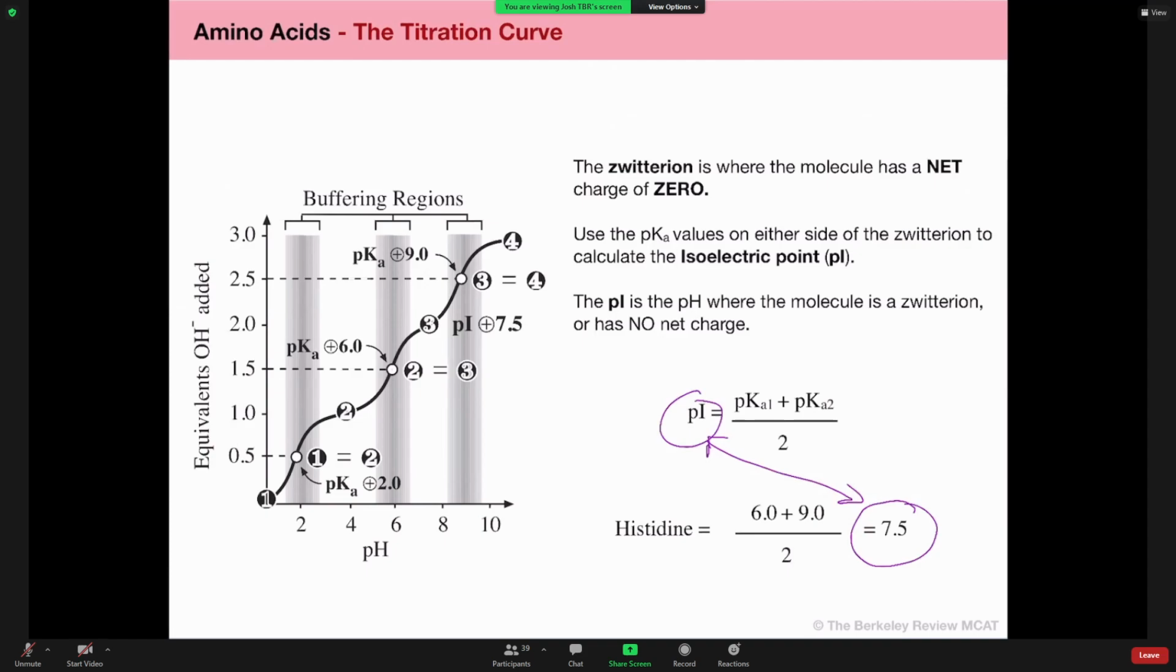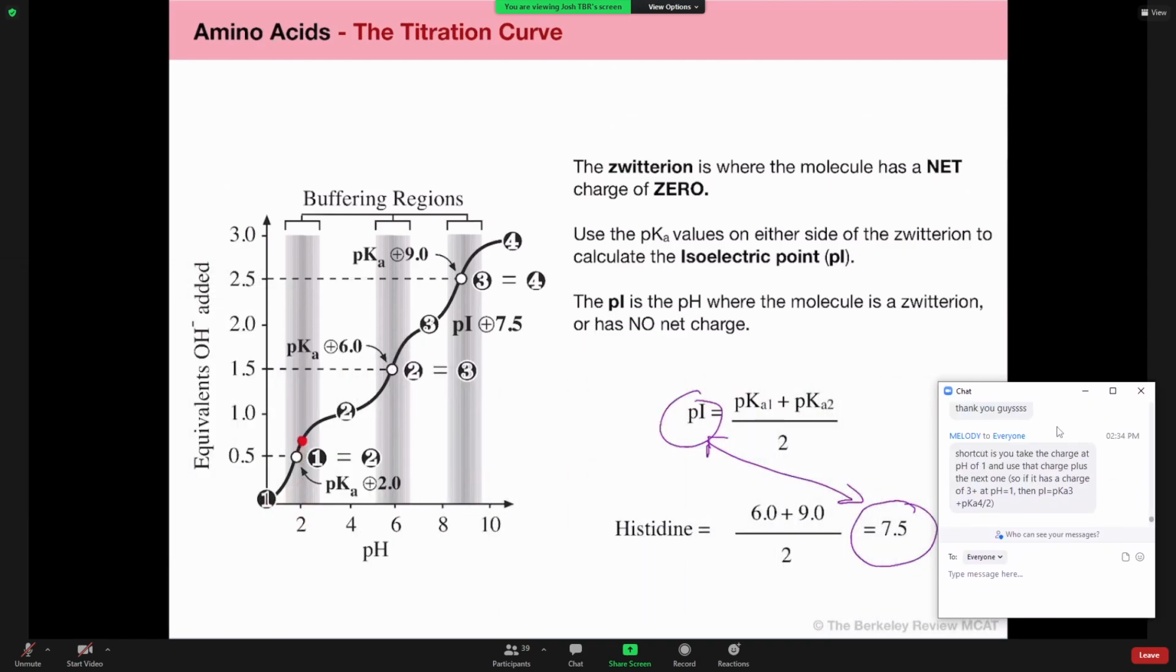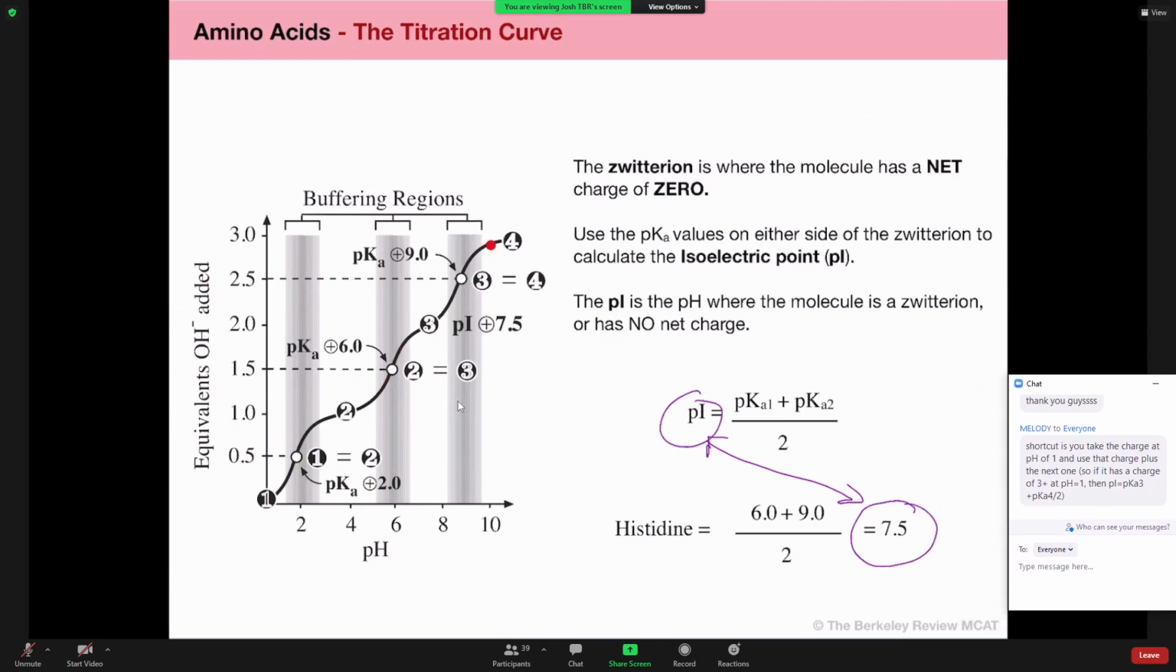Yeah, and Melody just brought up a shortcut. Yeah, this is something that you could look up later, little shortcuts to doing these questions, whatever works best for you. But I think it's important to understand what's going on, right? You're taking a molecule, in this case it's just the histidine residue, and you're slowly deprotonating it as you add more base, right? And at some point, right here, it's going to have no charge. And that pH is going to correspond to the isoelectric point, right? The PI.